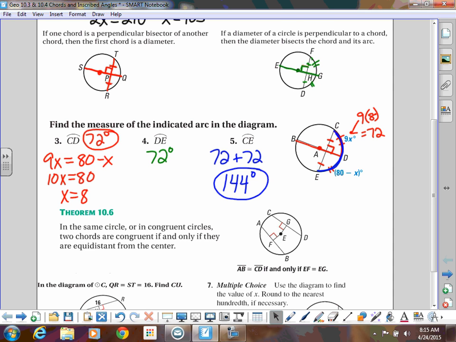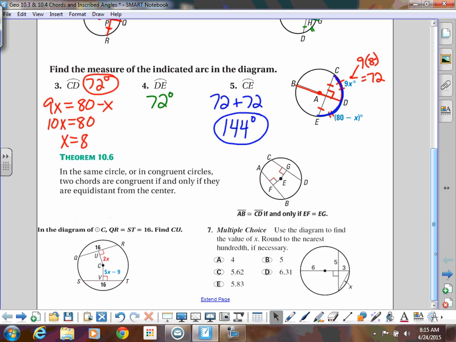Now our last chord property says that if we have, again, the same circle or two congruent circles, we know that the two chords are going to be congruent if and only if they're the same distance from the center. So let me mark that a different way. I'm going to highlight instead. So those chords, the red lines, would be congruent as long as the distance to the center is the same. So those highlighted lines are the same distance.